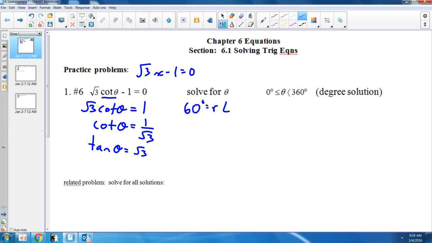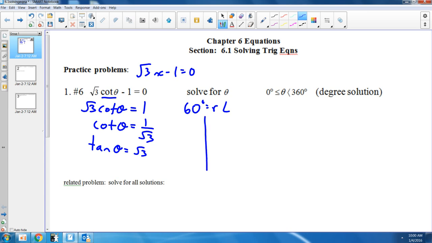Now, 60, the way I think about it, if I didn't use a table, is I know that the sine of 60 is radical 3 over 2, cosine of 60 is 1/2, radical 3 over 2 divided by 1/2 is radical 3, and so that's how I knew it was 60 without using a table. So I know that my reference angle is 60.